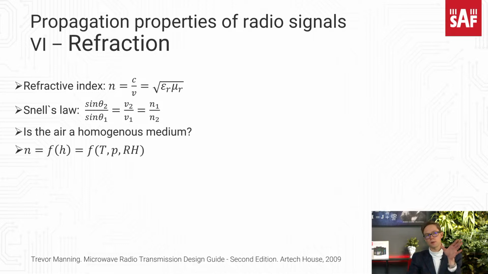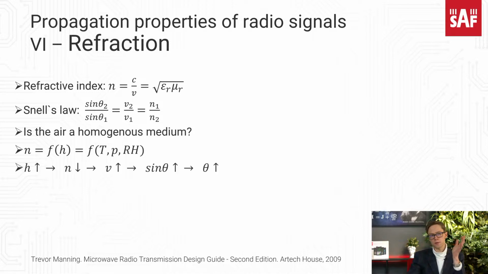And here's the answer. Refractive index of the air is a function of the altitude. As the temperature, pressure, and humidity vary with altitude, our refractive index varies as well. So it's not a constant for the air. It depends on the altitude and on these three parameters. And we can draw a chain like this here.